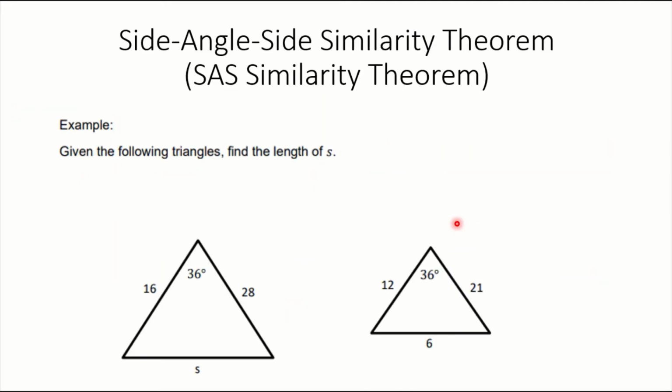Okay? Another method is side angle side similarity theorem. On the given triangles, we have here 16, 28, and S, 12, 21, and 6. As you can see, they have the congruent angle and napapagitnaan siya ng dalawang side. Therefore, it is a side angle side similarity theorem. Okay? So, the question is find the length of S. Again, meron na naman tayong S na nawawalang side.